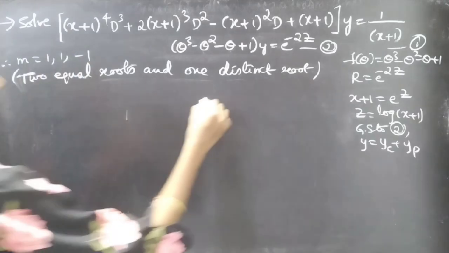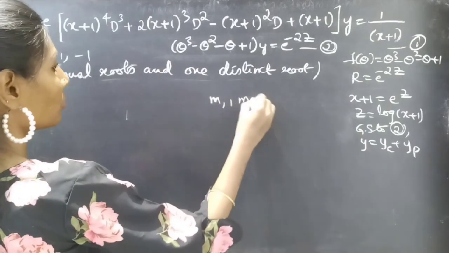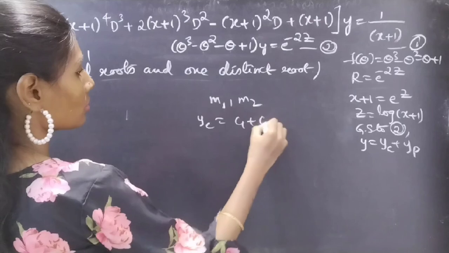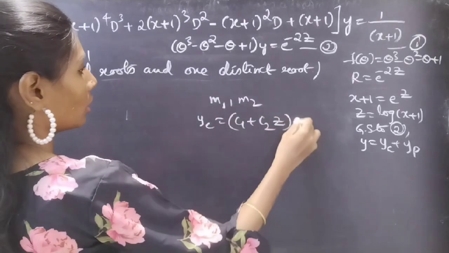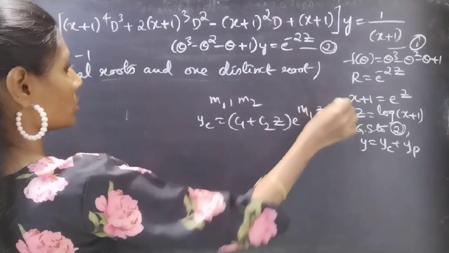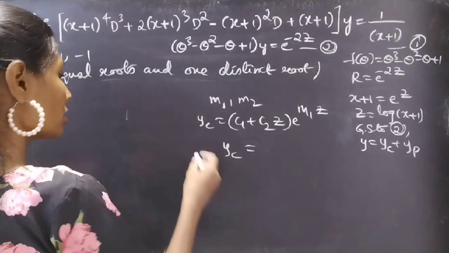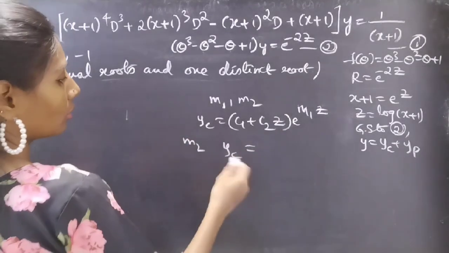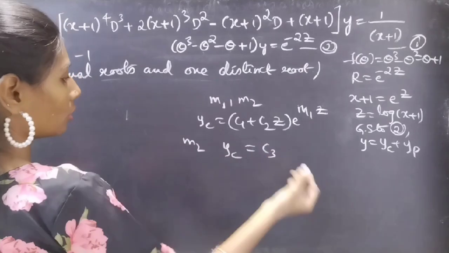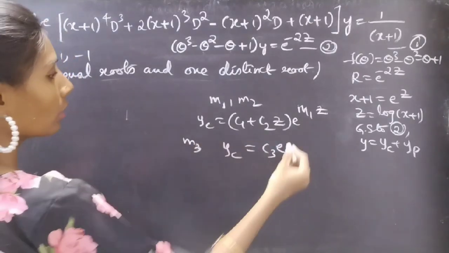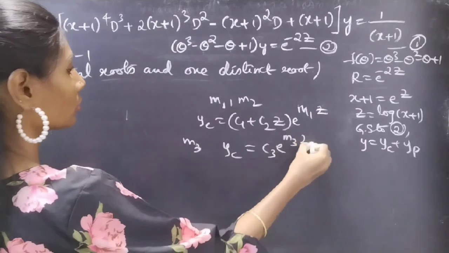We know that when two roots, say m1 and m2, are equal and real, then yc will be (c1 plus c2 z) into e power equal root into z, right? When you get a distinct root, say m3, then yc will be another constant into e power m3 z, that is e power distinct root into z.